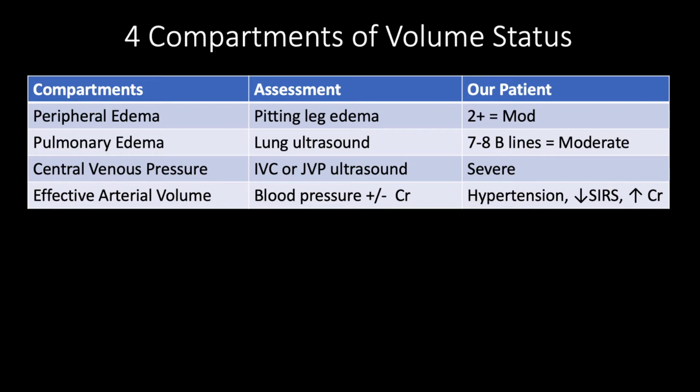So thinking about his volume compartments, he still has moderate volume overload in his legs, moderate pulmonary edema, high central venous pressure, and his effective arterial volume was likely low during the first 24 hours of admission due to sepsis, the urinary tract infection that we then recognized and have started treating. But now he's not hypotensive. His systemic inflammatory response has decreased, the fever and tachycardia have resolved. And though his creatinine is continuing to rise, we think we've improved his effective arterial volume by treating the sepsis.